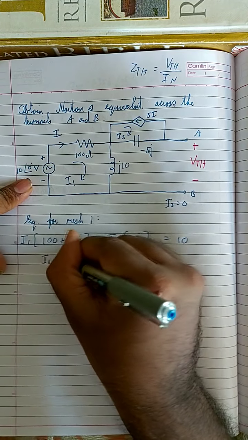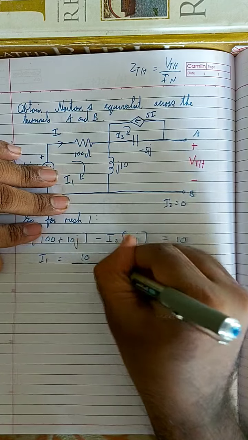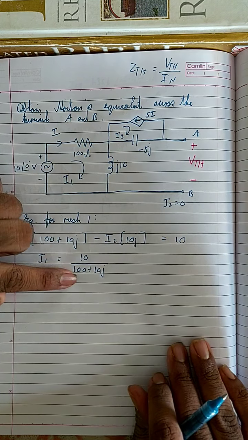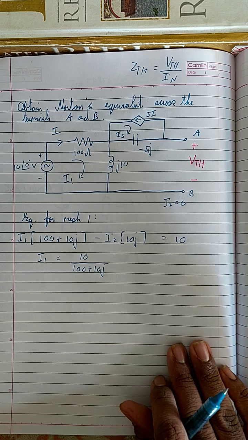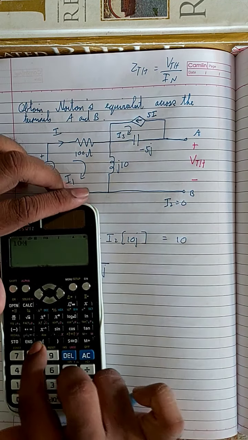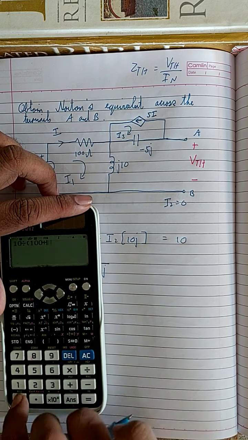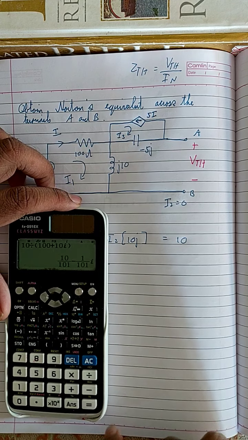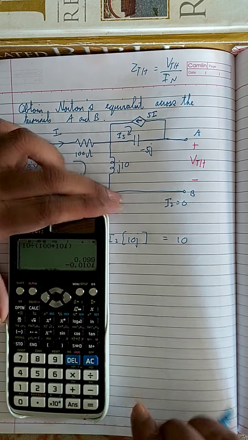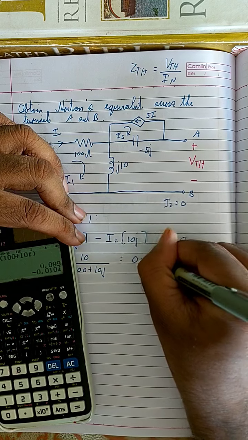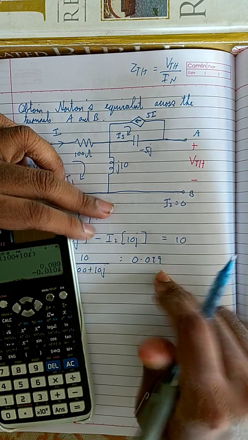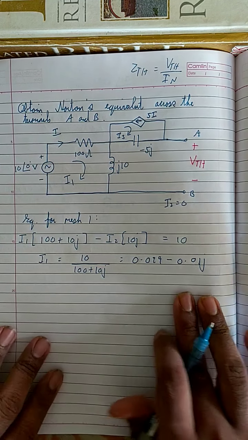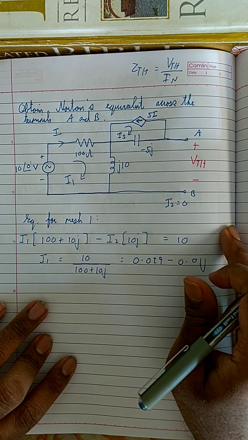Therefore I1 is equal to 10 divided by 100 plus 10J, and you get 0.099 minus 0.01J. This is the value of I1. So now I found the value of I1.